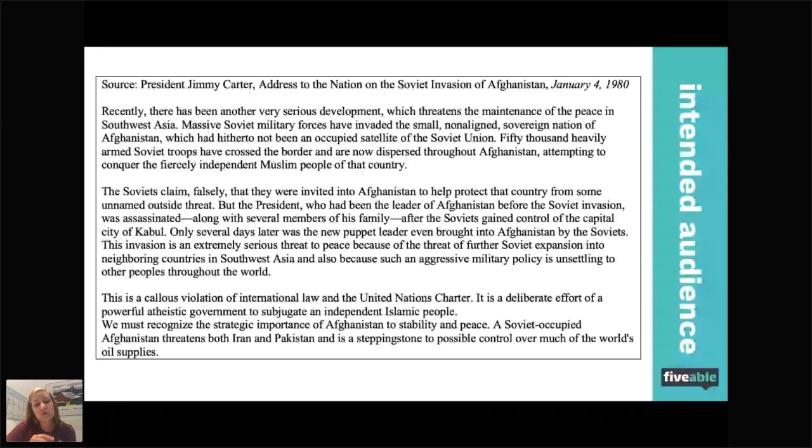Look back at the source line. Who is the intended audience of this document? Write it in comments, share. Who do you think the intended audience is? Any guesses?